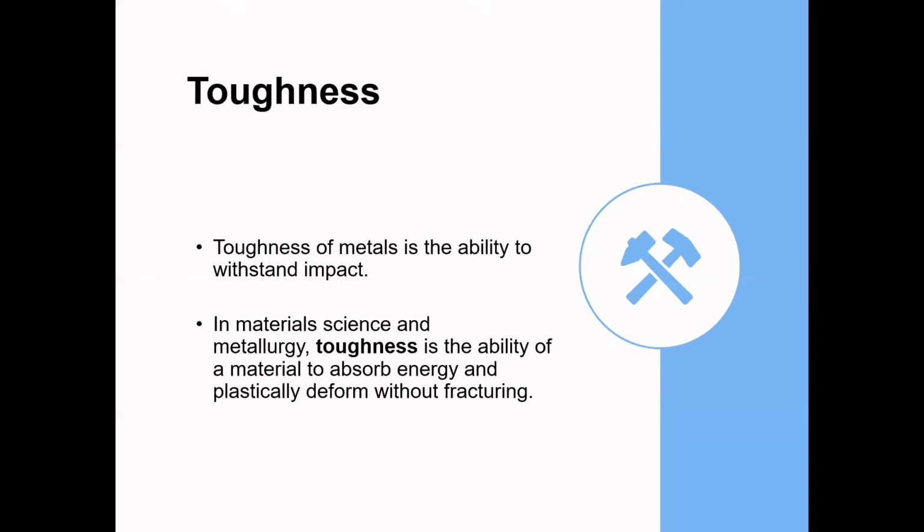We have learned previously what it means by toughness. If you still remember, the toughness of metals or any kinds of materials is the ability to withstand impact. In material science and metallurgy especially, toughness is the ability of a material to absorb energy and plastically deform without fracturing. One definition of material toughness is the amount of energy per unit volume that a material can absorb before rupturing.